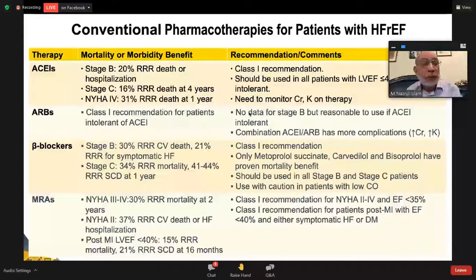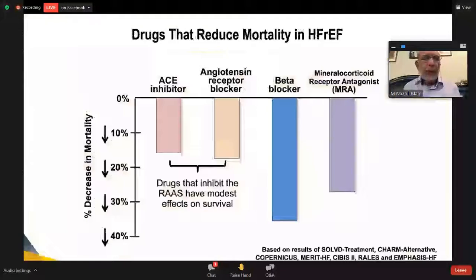Say, for example, ACE inhibitor is a class 1 recommendation. ARB is similar to ACE inhibitors. Beta blocker is also a class 1 recommendation, and MRA is also a class 1 recommendation for NYHA class 2 to 3 with ejection fraction less than 35. One important aspect is that this is the basic treatment, it's cheaper also, and we have a definite evidence base for its use, at least in the conventional situation.